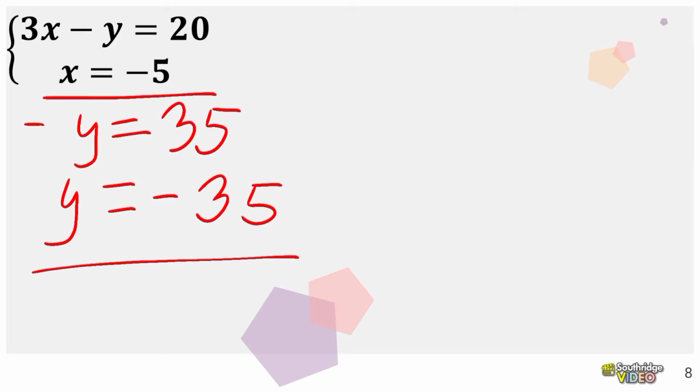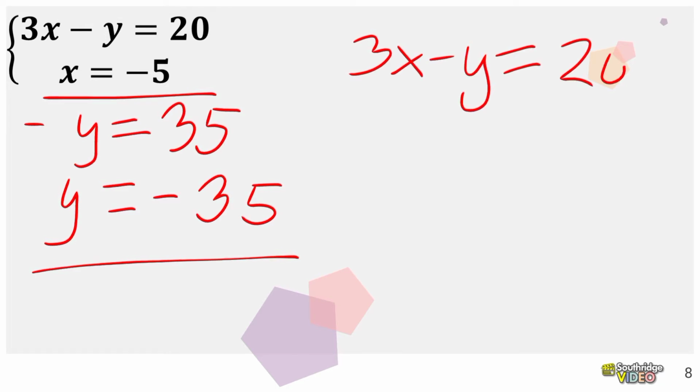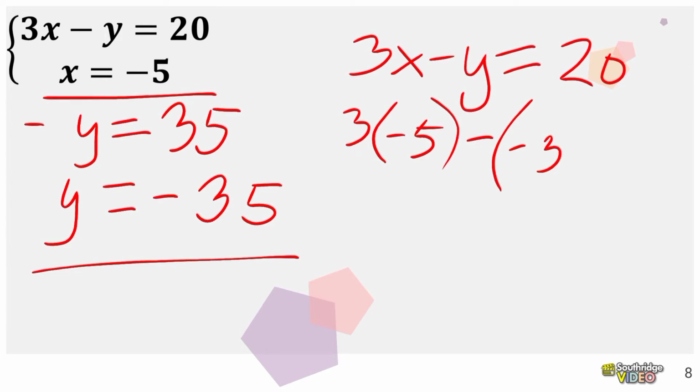Let's check if our obtained values are correct. We need to substitute them into the first equation. So 3x minus y equals 20. So 3 times the value of x, which is negative 5, minus the value of y that we obtained, negative 35. That must be equal to 20.